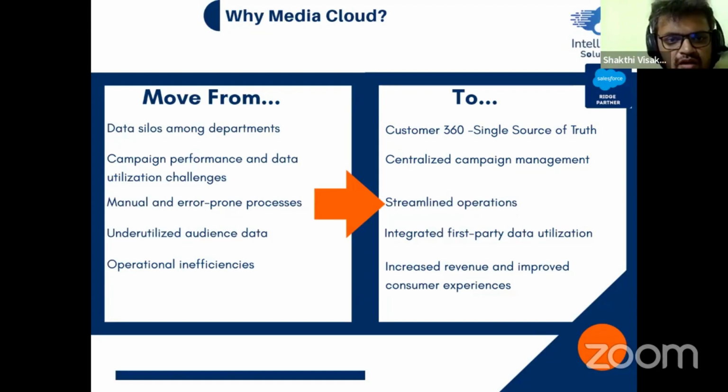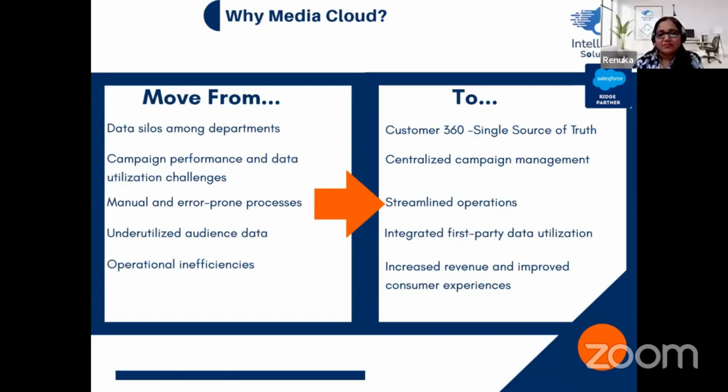And the second point is campaign performance and data utilization challenges. As we said, without ASM it was mostly a manual task, and data utilization was also a big challenge for the media company. After implementing ASM, there will be centralized campaign management. Again, this is related to this customer 360. So we are centralizing and streamlining the whole business.